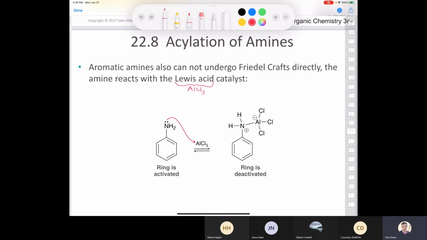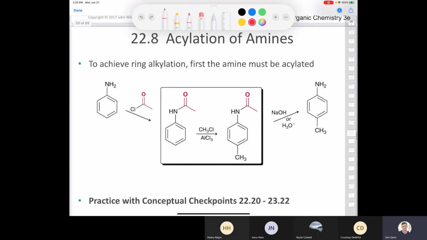So you might already see where I'm going with this, and that is if we were to acylate the nitrogen first to make the N-acyl aniline, then we can do our Friedel-Crafts chemistry, because now the nitrogen is not going to complex with the Lewis acid, and so we have a moderate activator.